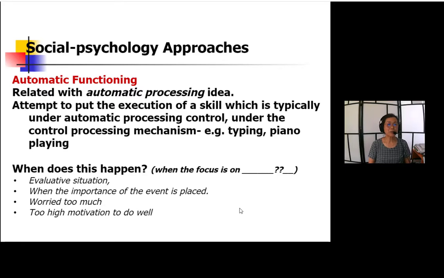Also, when the importance of an event is high, that is a major source of personal stress, and people tend to put their automatized skill under what? Controlling processing. When they worry too much about the outcome, or when they are too motivated to do well. I am determined to do it. I have to make it happen. Like that, they tend to put automatized skills under the controlling processing mechanism, messing up their best performance.